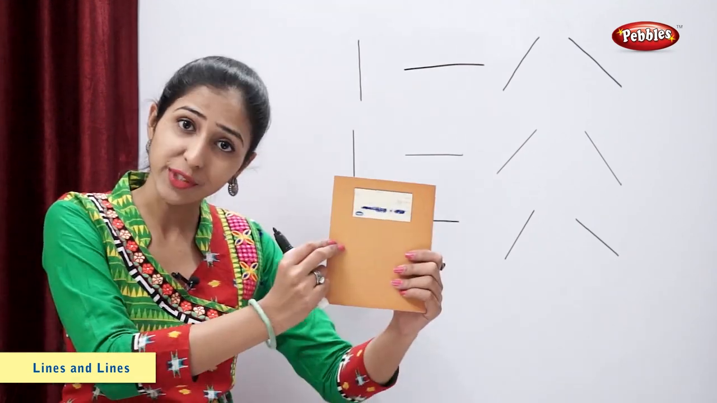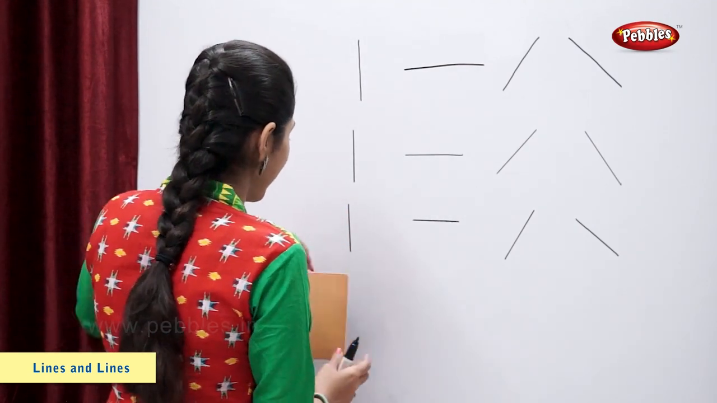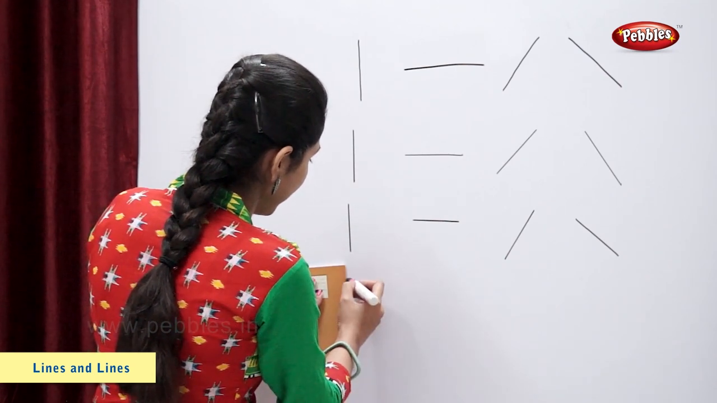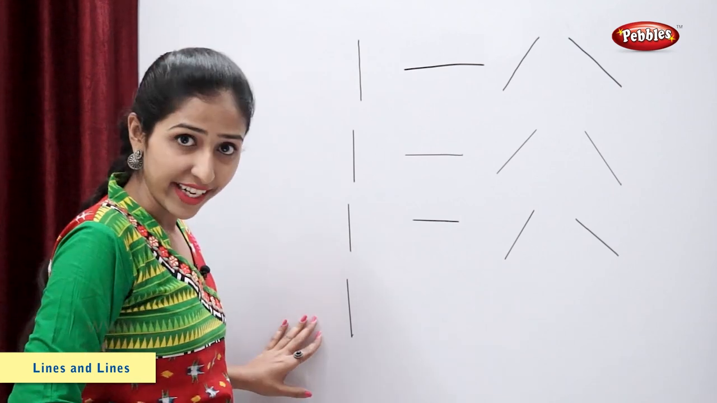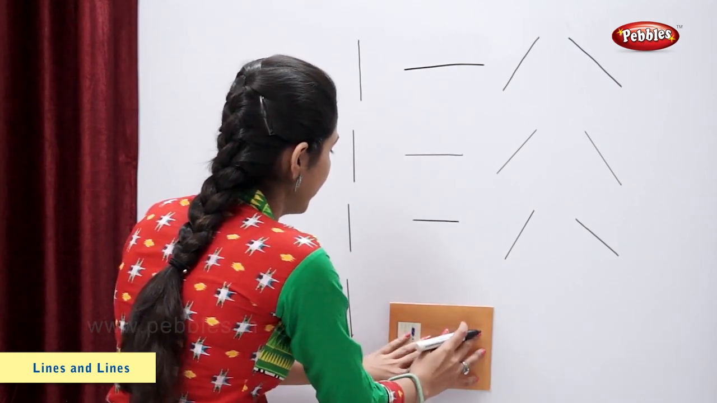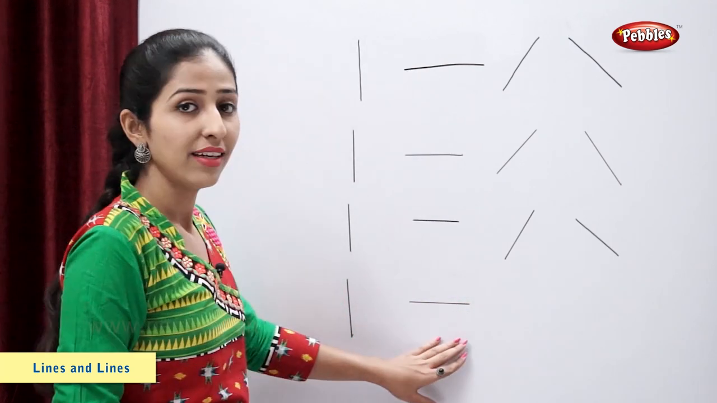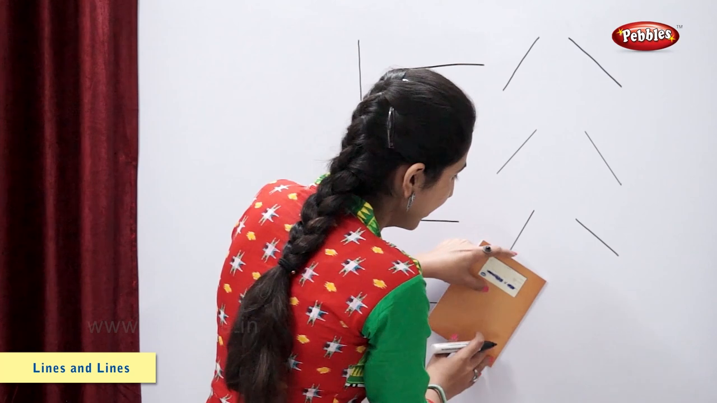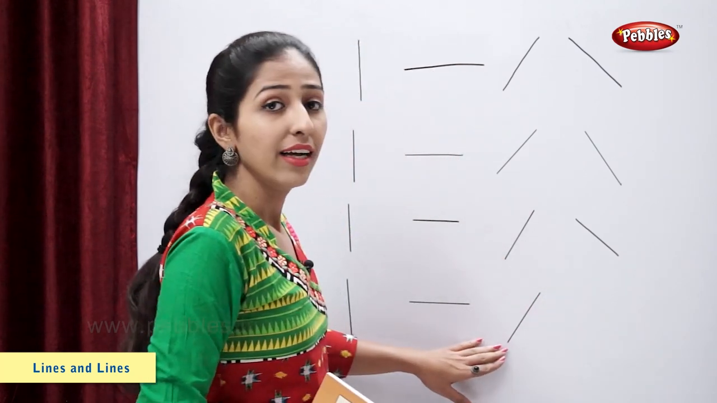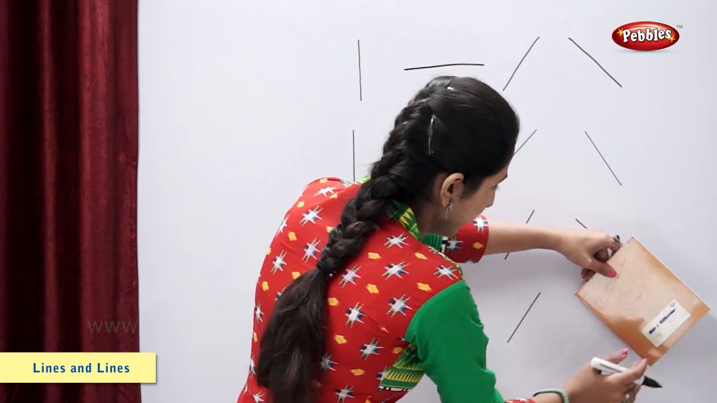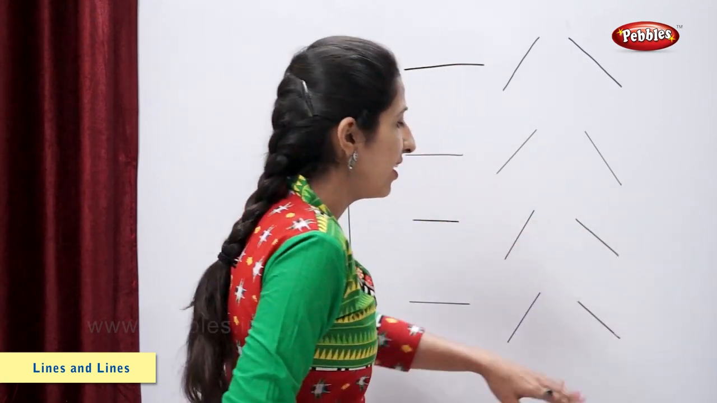Let's draw some lines using notebook. Standing line. Sleeping line. Slanting line. Another slanting line. Students, little homework for you. I want you to search 5 different objects with the help of which you can draw lines. So, use those objects and draw lines in your notebook.